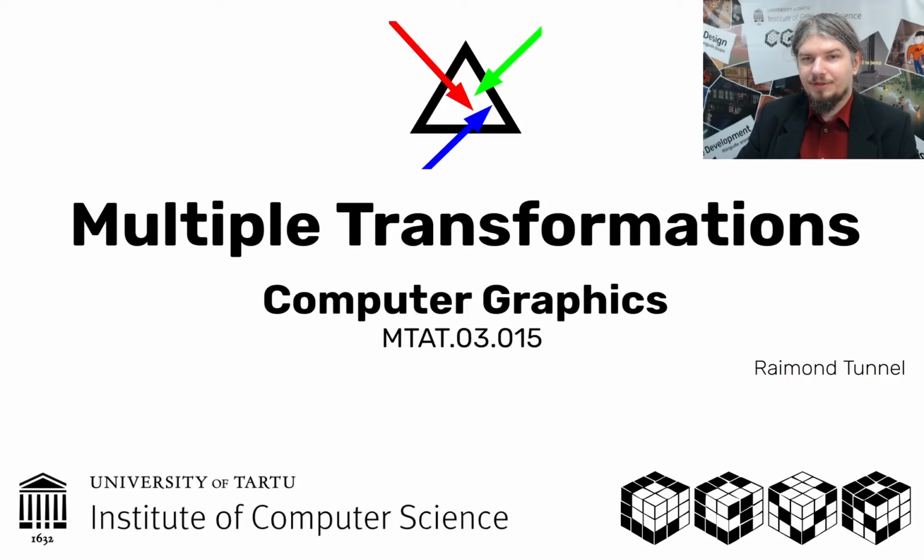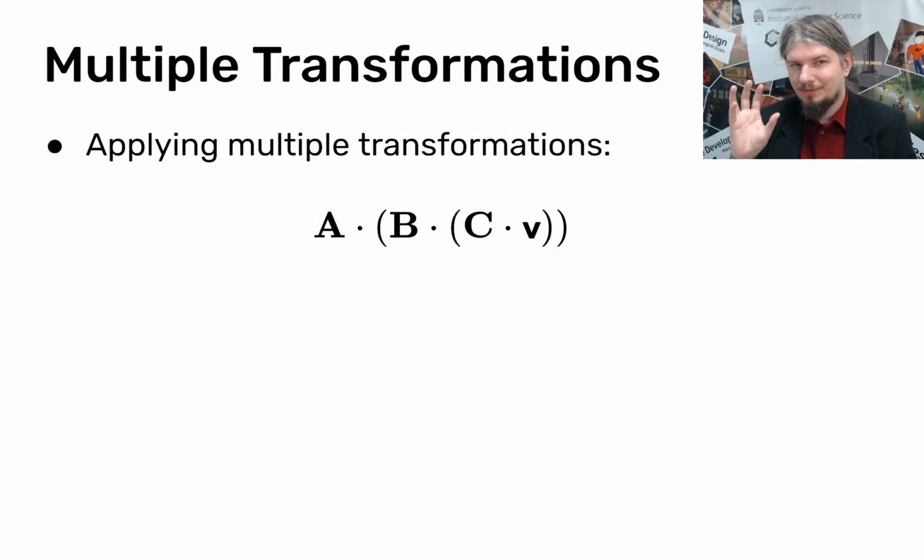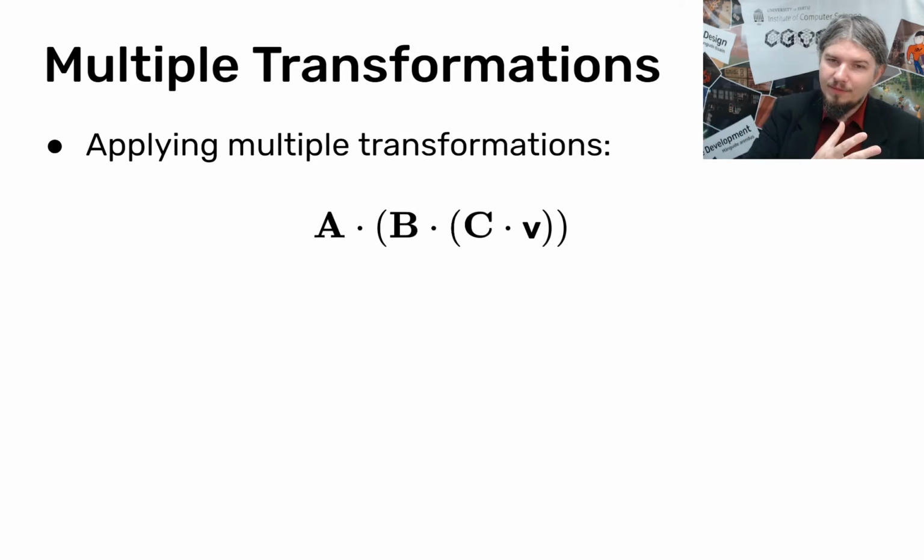Multiple transformations. So it makes sense that we apply multiple transformations on objects. We want to scale them, rotate them, move them to different locations. We want to do all sorts of different transformations on them. And we could imagine it like this. So we have this transformation C, which we apply on our vertices. Then we apply B to the result, and then we apply some A, another transformation on that result.